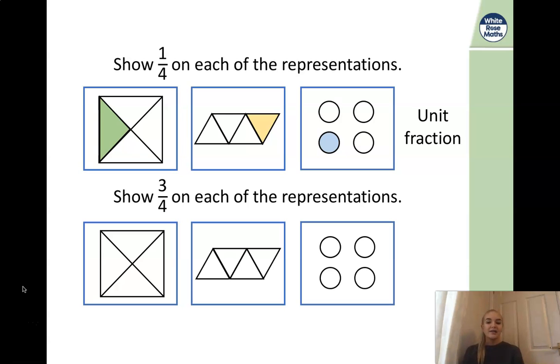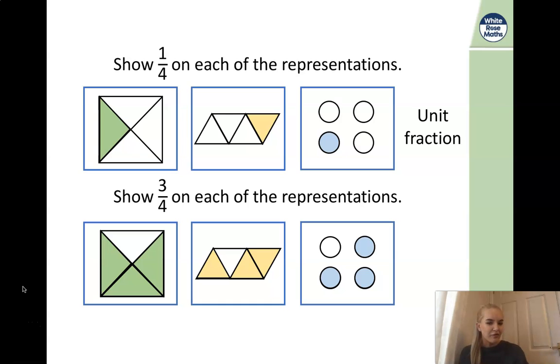Let's have a go at seeing with the same shapes. Can you this time show 3 quarters on each of the representations? Pause the video and have a go. Did you notice that because our numerator is 3, we are going to be shading in 3 out of the 4 parts? So you may have shaded in these 3 parts. Similarly, these 3 parts, or these 3 parts. Now, it doesn't matter if you haven't shaded in those exact 3. If you have shaded in 3 parts out of your 4, then you've done it correct.